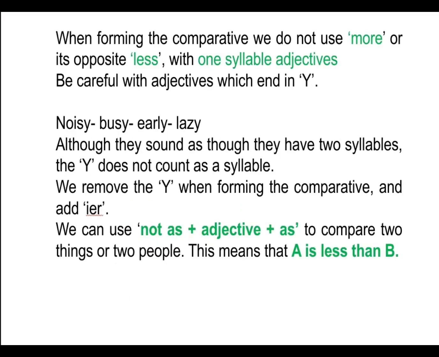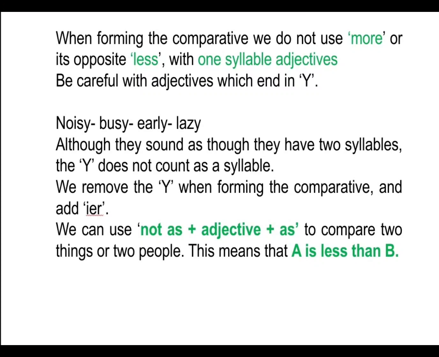When forming the comparative, we do not use "more" or its opposite "less" with one-syllable adjectives. Be careful with adjectives which end in -y, like noisy, busy, early, lazy. Although they sound as though they have two syllables, the y does not count as a syllable. We remove the y when forming the comparative and add -er.